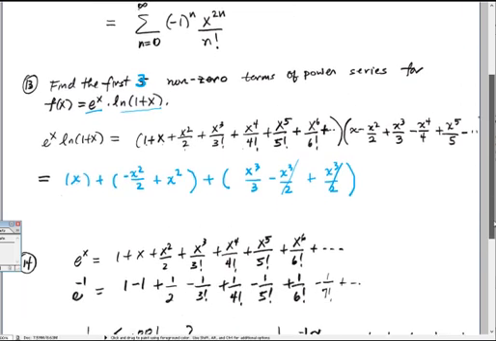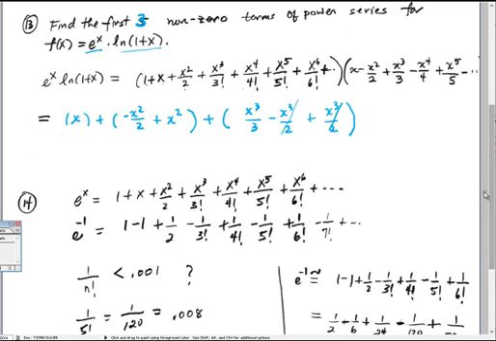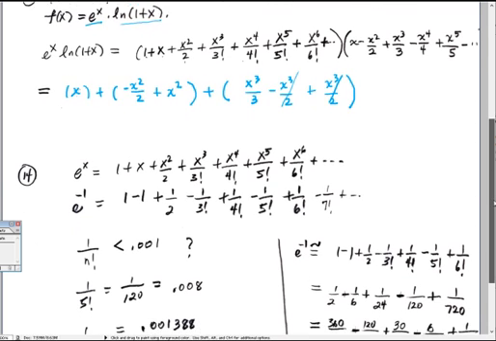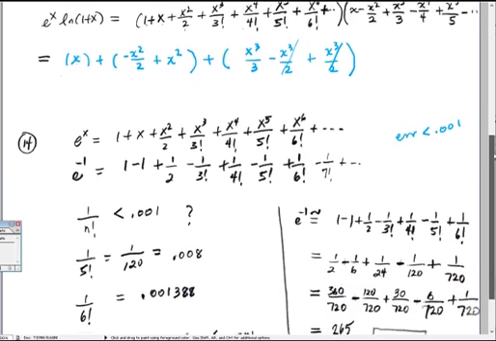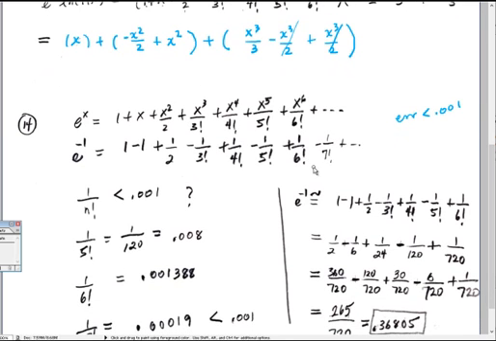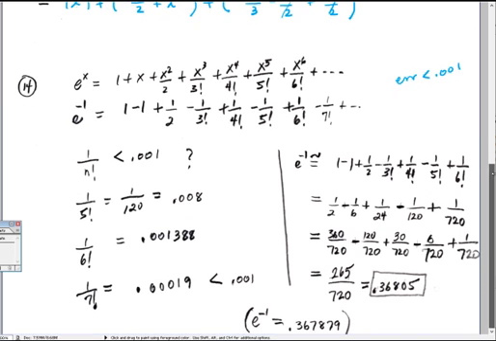Okay, in number 14, we're asked to estimate e to the minus 1, and we want an error that's less than 0.001. So the general term is 1 over n factorial. So 1 over n factorial is the general term in absolute value. We keep trying 1 over n factorial and see if we get something less than 0.001. We substituted in minus 1 for x here.